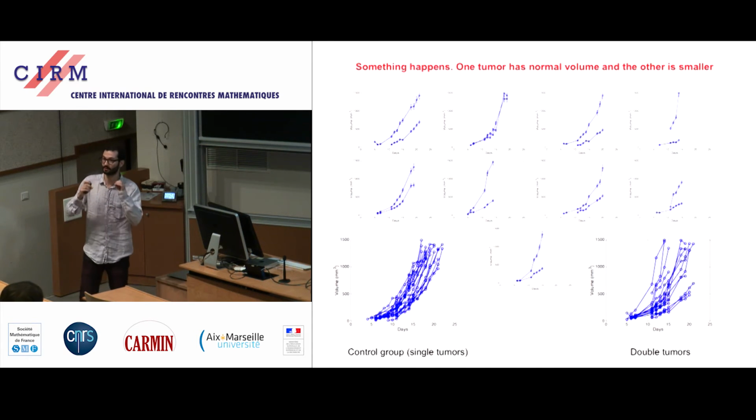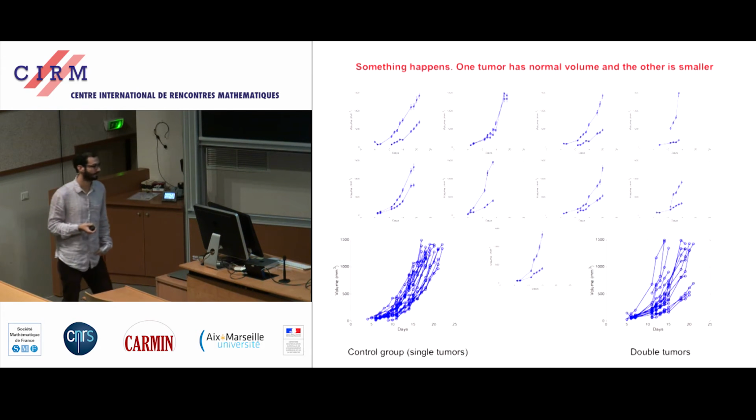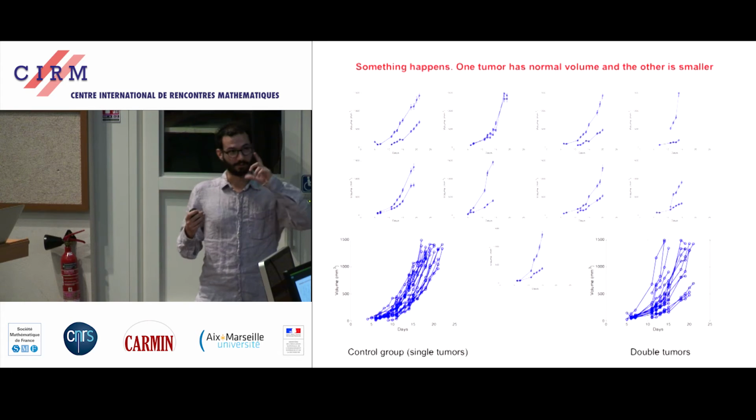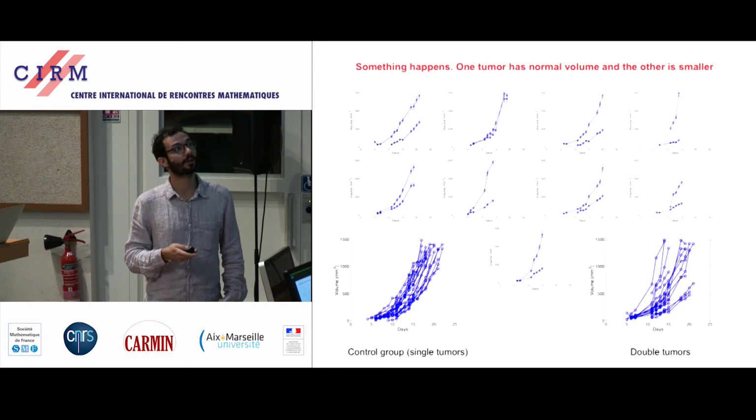It's actually funny because on the data we could see that there was some small blood vessel that was linking the 2 tumors. And if you compare to the control group where you have only single tumors, then you can already see that here you have a much wider spread in the growth curves.